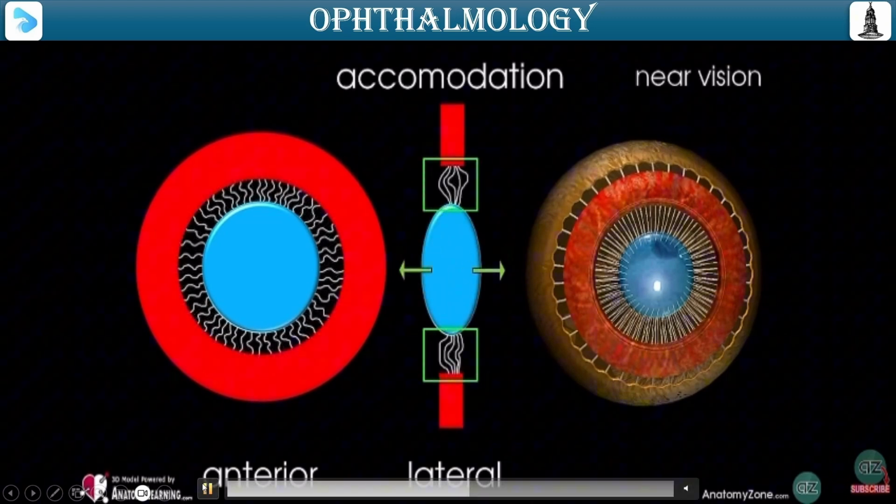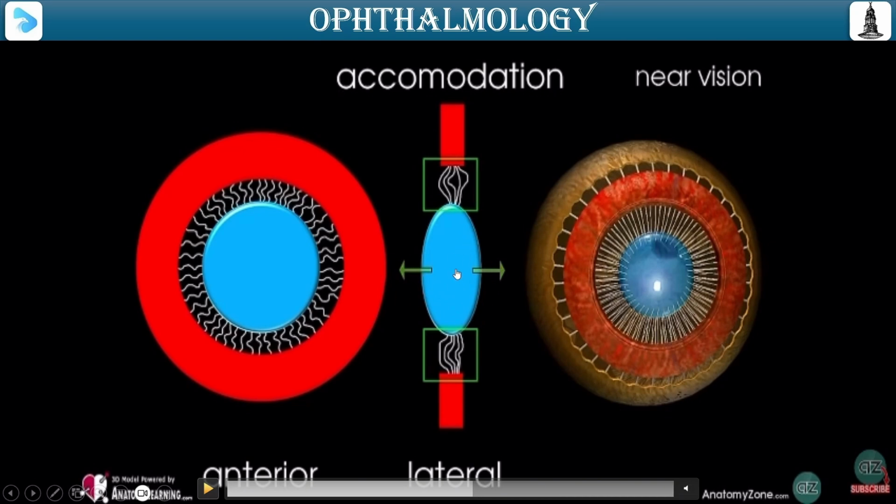Look at this accommodation, how it starts. It starts with the contraction of the ciliary muscles here, and then here and here and here. And then the venules become more relaxed, like here and here. And that makes the lens here more convex, and you will see it in the lateral view only. Here we go, more convex.